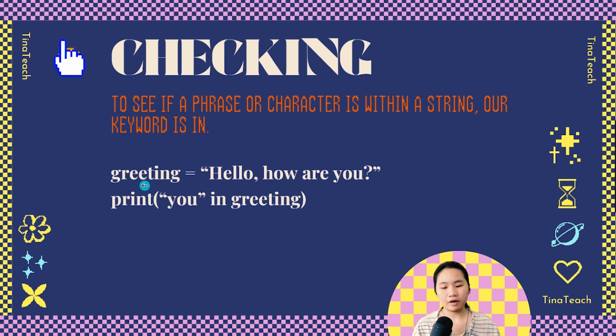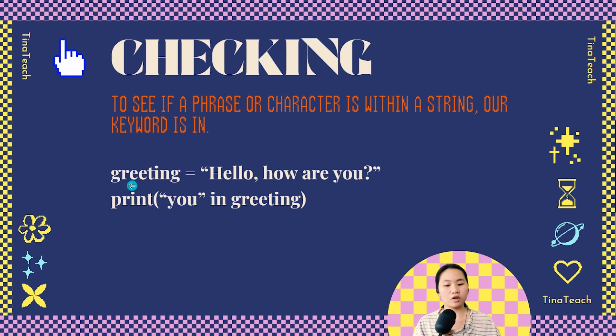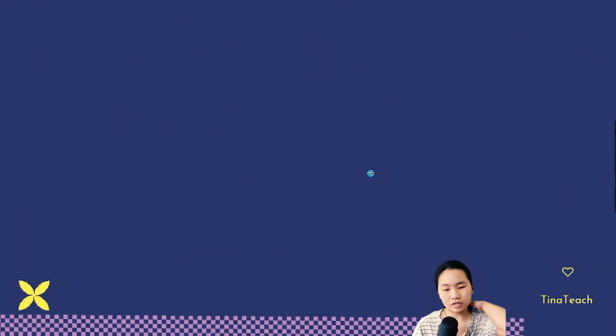And here I have our good old variable greeting: Hello, how are you? And we have a print 'you' in greeting. So in is checking whether or not the string 'you' is within the variable greeting. If it does exist, it returns to you a Boolean value of true. If it doesn't, it returns a false. As simple as that. Okay, let's move on to the next part.